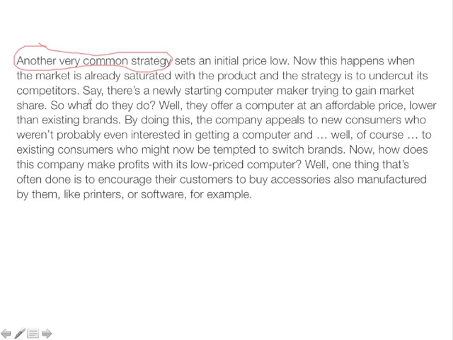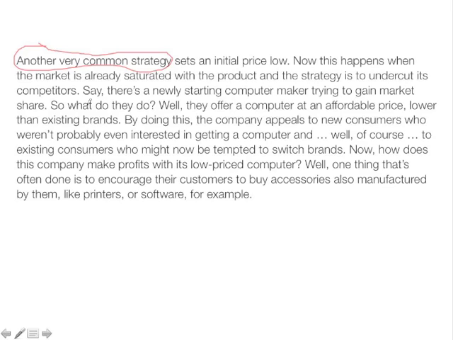So what do they do? Well, they offer a computer at an affordable price, lower than existing brands. By doing this, the company appeals to new consumers who weren't probably even interested in getting a computer, and, well, of course, to existing consumers who might now be tempted to switch brands. Now, how does this company make profits with its low-priced computers? Well, one thing that's often done is to encourage their customers to buy accessories also manufactured by them, like printers or software, for example.